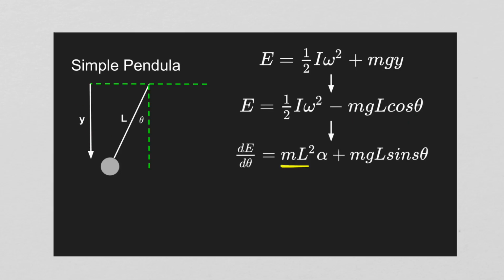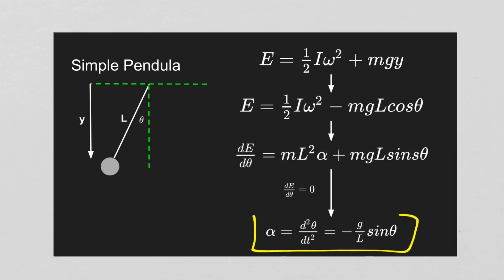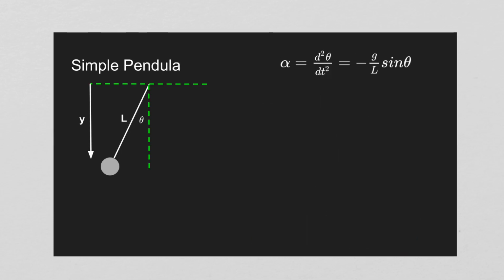M L squared alpha, and M g L, so this is the same type of thing. L squared comes out because this is the I for a point particle. And then alpha being your angular acceleration, equals minus M g L sine theta. Or you get a plus, sorry. So now what we're going to get is alpha is equal to minus g over L sine theta. That's a little bit messy. Let's see what we can do with this.